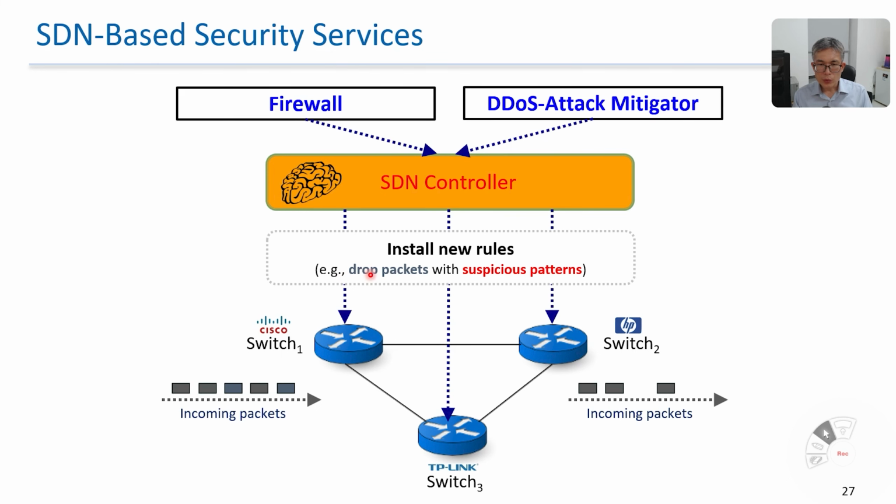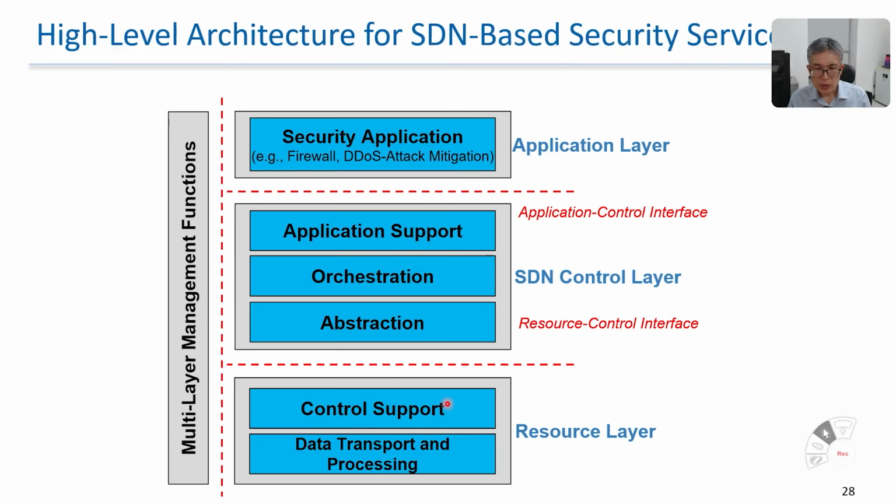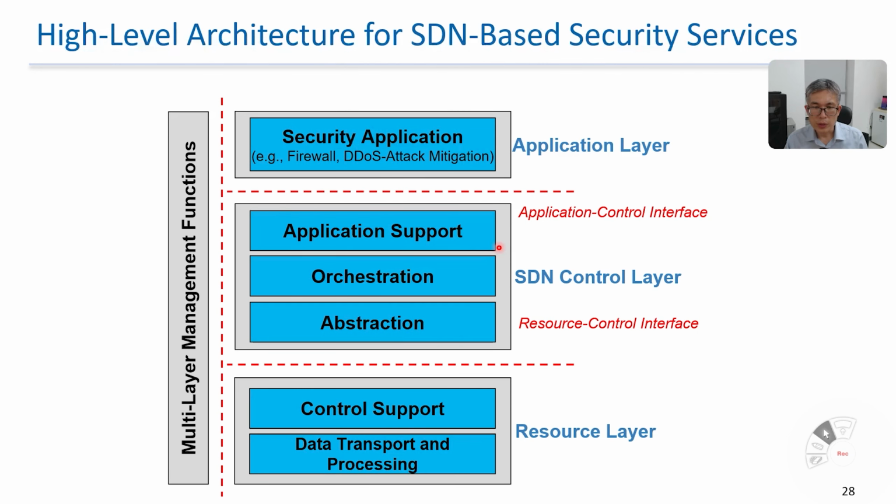Example, drop packets with suspicious patterns in the payload. So, incoming packets we can handle. Okay, and then the high-level architecture for SDN-based security services. We already saw, right? So, multi-layer management functions, and then SDN.